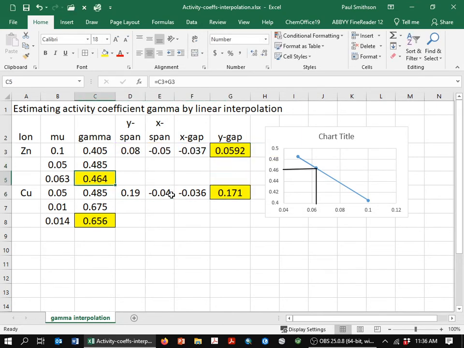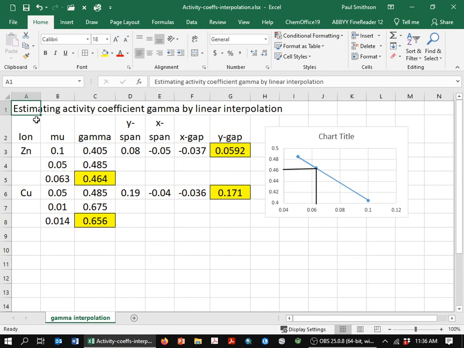And then finally, we've got this, which we'll add. What we're doing is adding, sorry, my mouse is messing up. We add this bit here to the 0.405, and we end up with our number.